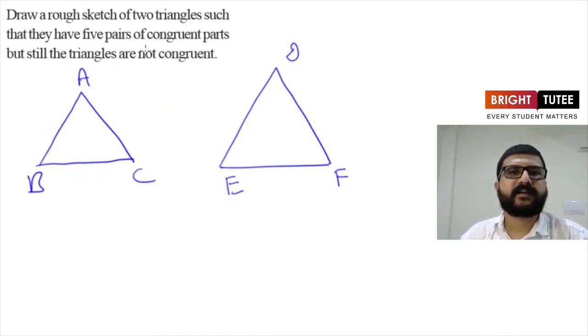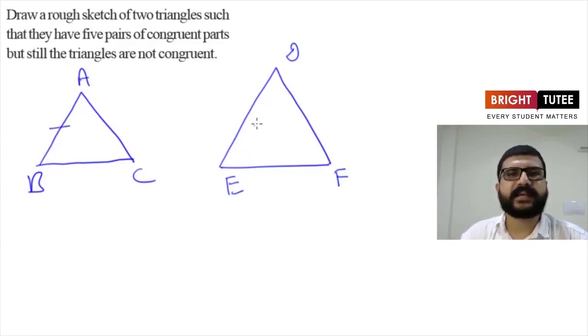So for taking 5 pairs of congruent parts, we can't take 3 of the sides of one triangle equal to the 3 sides of the other triangle, because then it will follow SSS criteria, and by SSS criteria we can say that the triangles are congruent. So what we have to keep in mind is, we can take 2 sides of the first triangle to be equal to 2 sides of the other triangle, and the other 3 pairs have to be pairs of angles.